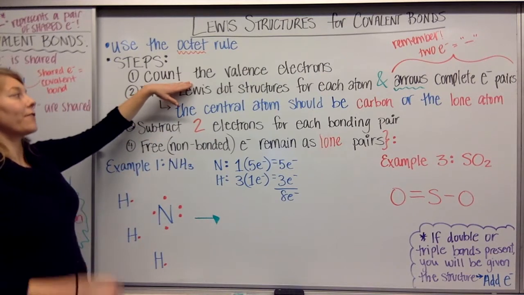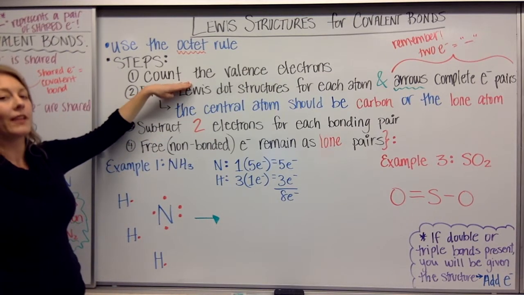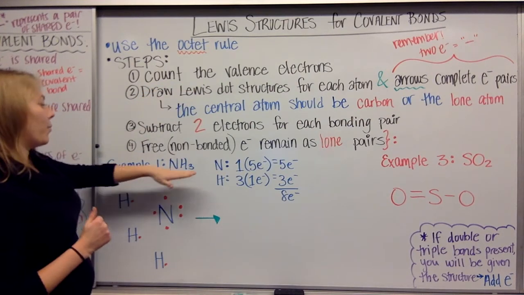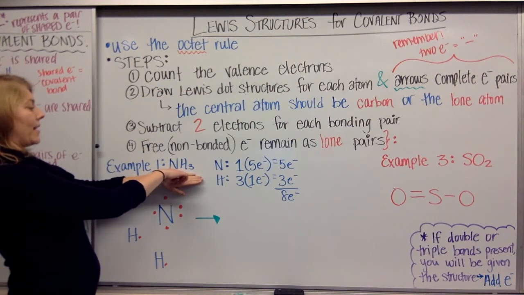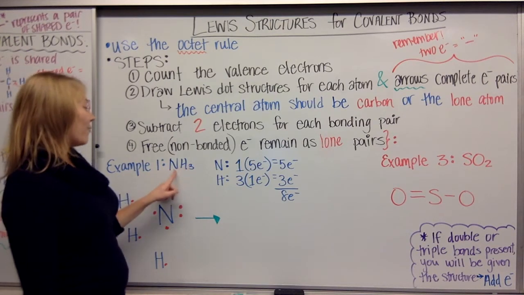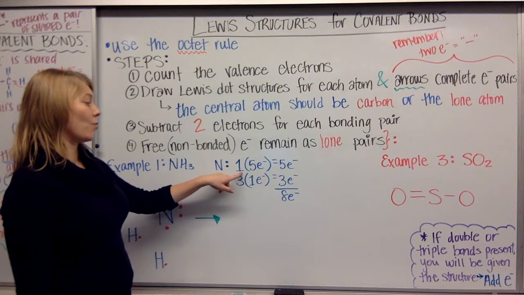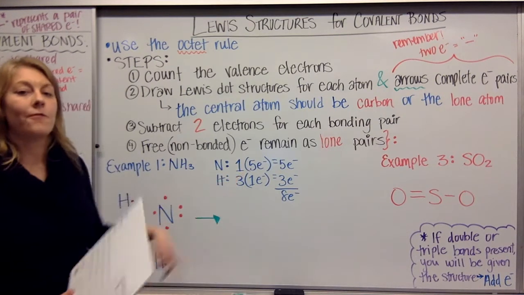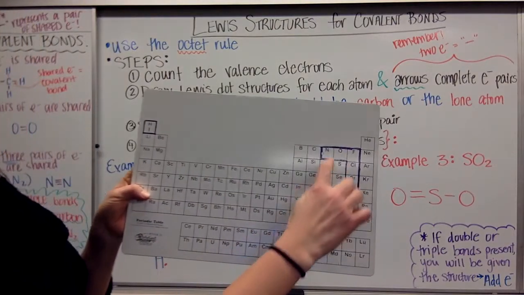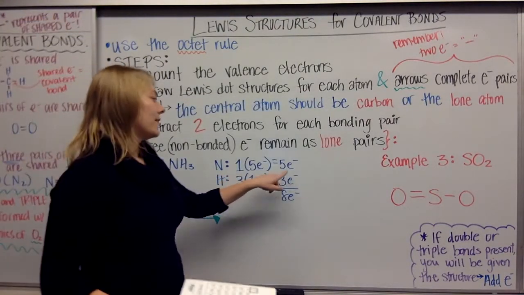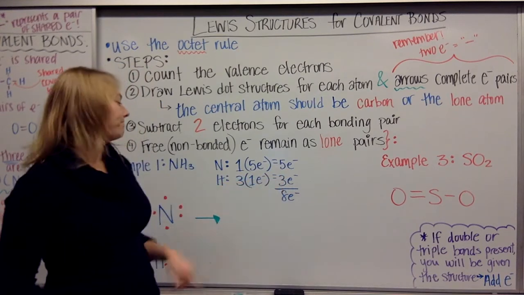So our steps here, the first thing that you want to do is count the valence electrons in your compound. All right, so I'm going to point you down here. I've actually done that. My example here, NH3. I've counted my valence electrons. I have 1 N. Every N has 5 valence electrons. Nitrogen is right here, so it has 5 valence electrons. So that's a total of 5 electrons.